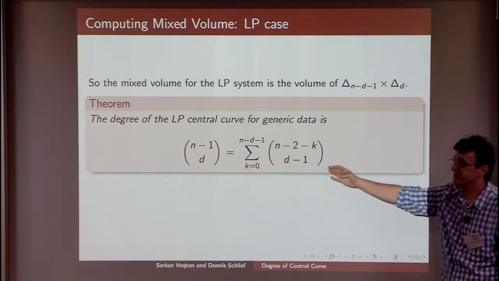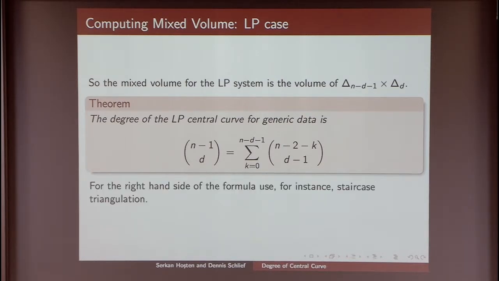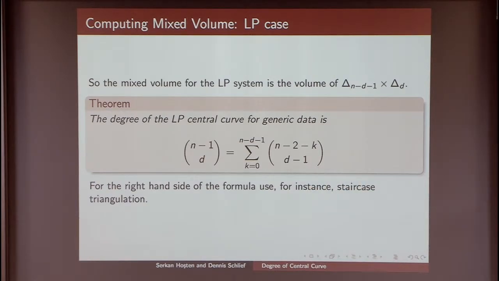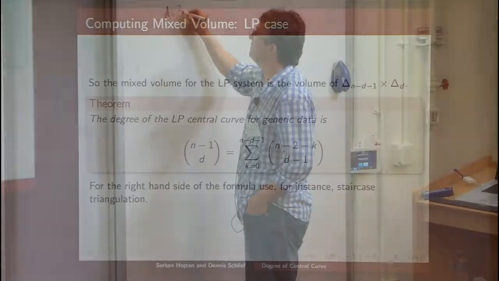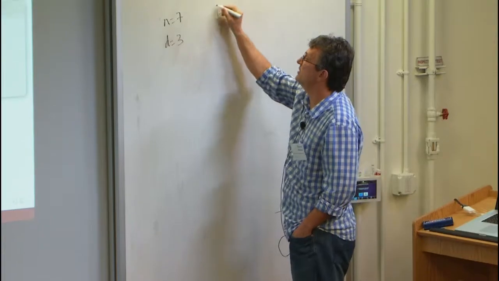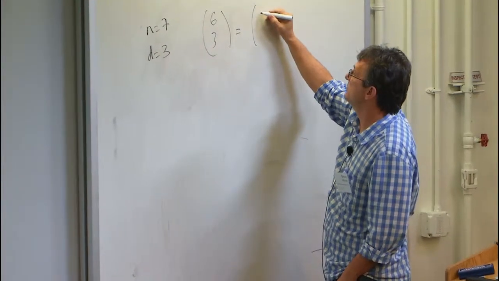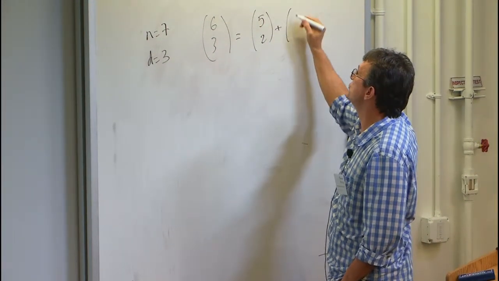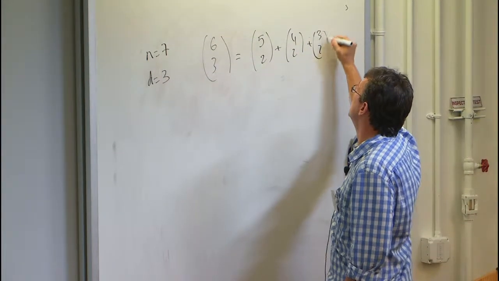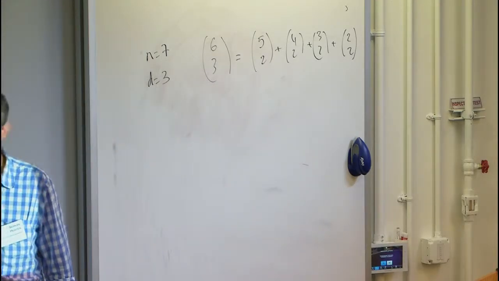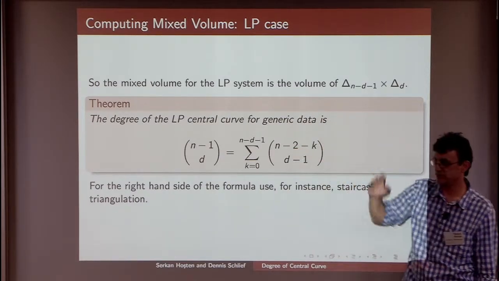You can get this form if you look at the staircase triangulation of the polytope. So this is not very complicated. What I'm trying to say is, let's say n was 7 and d is equal to say 3, then 6 choose 3 can be written as 5 choose 2 plus 4 choose 2 plus 3 choose 2 plus 2 choose 2. So n minus 1 choose d in this view has this nice decomposition into sums.